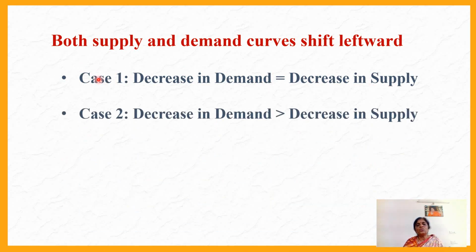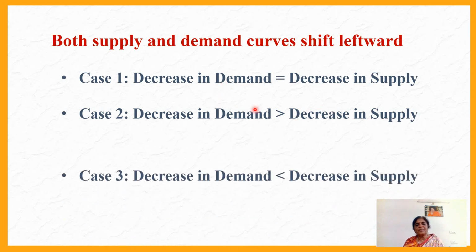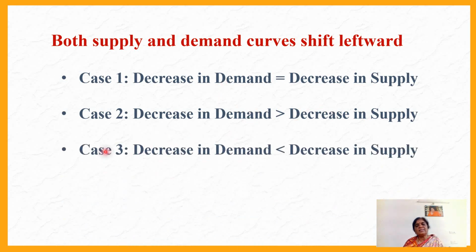Case 2: the decrease in demand may be greater than the decrease in supply. In this case, the magnitude of shift in demand outweighs the magnitude of shift in supply. This also we shall discuss later. And case 3: the decrease in demand is less than the decrease in supply. In this case, the magnitude of shift in supply outweighs the magnitude of shift in demand.